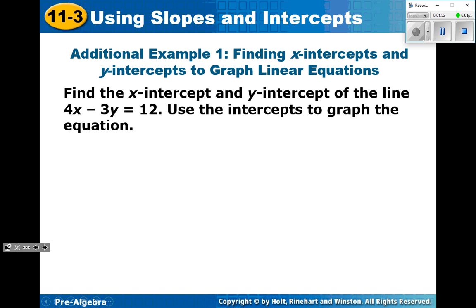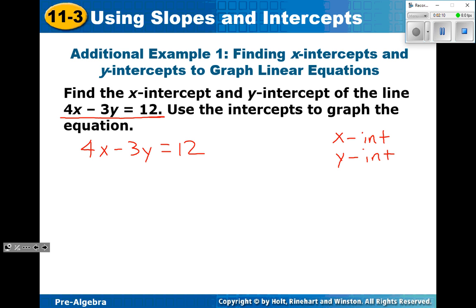Example 1 says you're supposed to find the x-intercept and the y-intercept to graph the linear equation. So it says to find the x-intercept and the y-intercept of a line that has this equation, and then use the intercepts to graph. Okay, so our equation is 4x minus 3y equals 12. So we want to find the x-intercept and the y-intercept. That's all we need to do. So I'm going to take my equation and copy it.